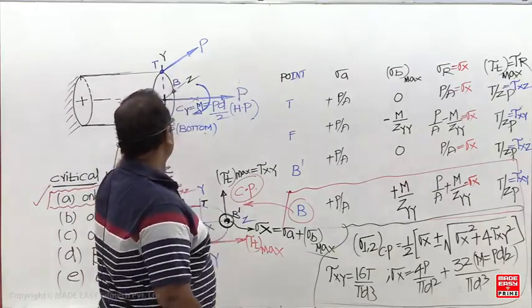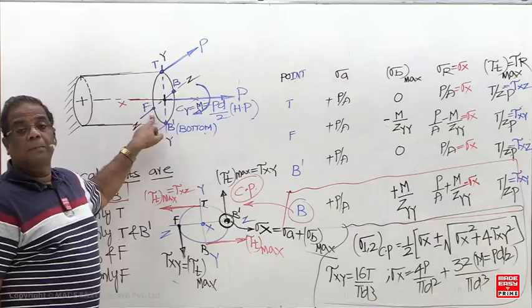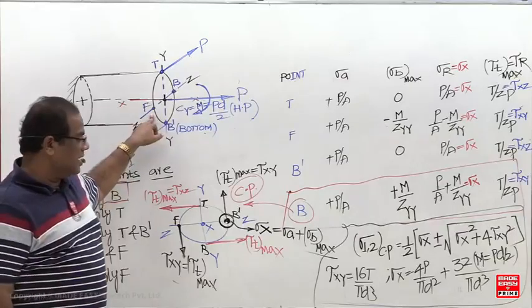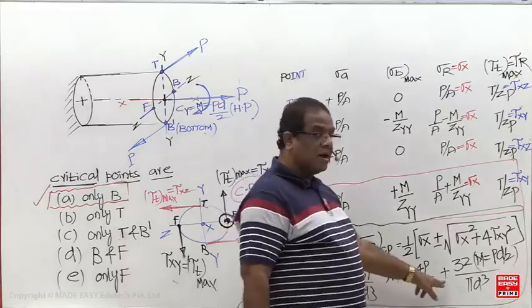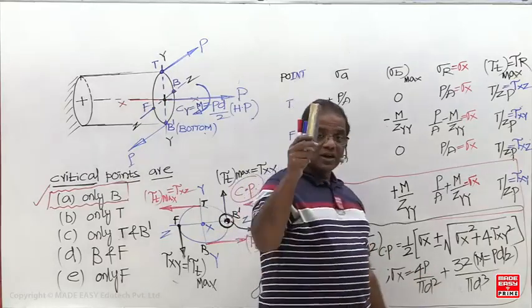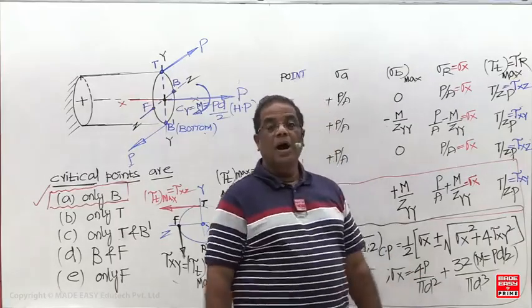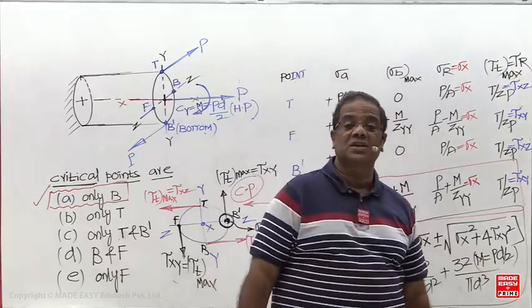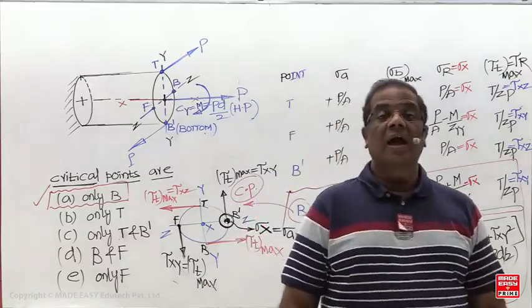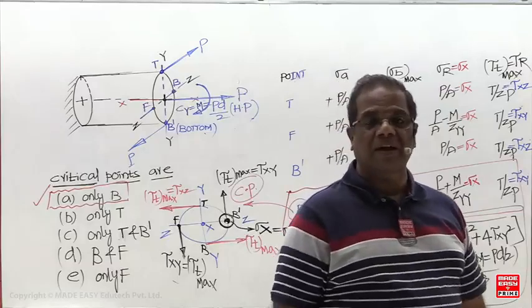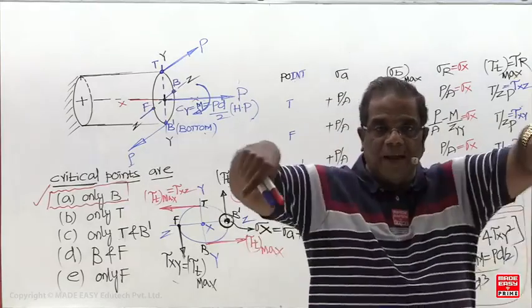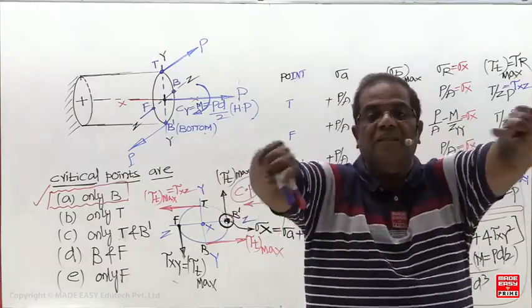But if you ask for the principal stress at F, what change do I have to make? I have to put minus 4P by pi d square minus. That's why I clearly mentioned at the start: always the moment of inertia and section modulus should be considered about a central axis which is perpendicular to the plane of the couple. In which plane is your bending couple now? Horizontal plane, coming on the front side.